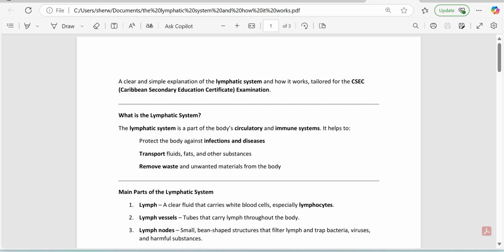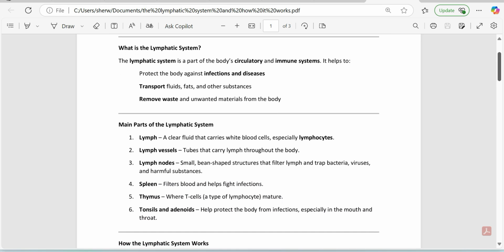A clear and simple explanation of the lymphatic system and how it works, tailored for the CXC Caribbean Secondary Education Certificate examination. What is the lymphatic system? The lymphatic system is a part of the body's circulatory and immune systems. It helps to protect the body against infections and diseases, transport fluids, fats, and other substances, and remove waste and unwanted materials from the body.